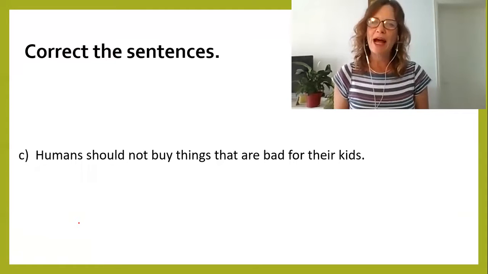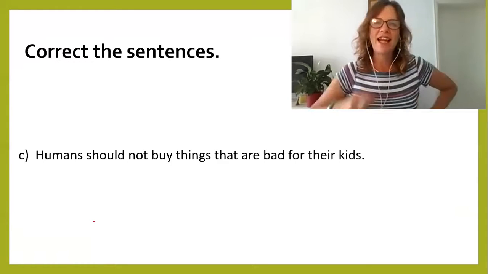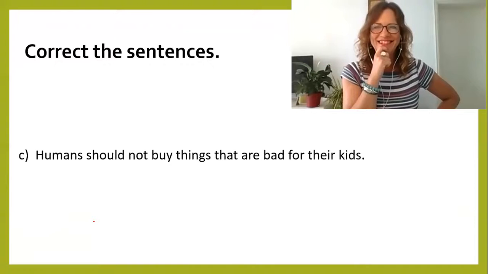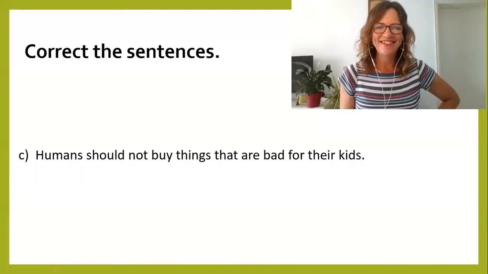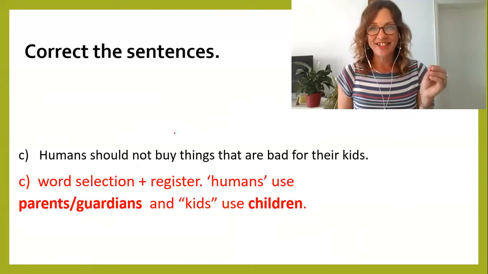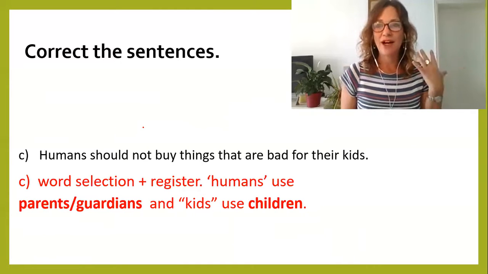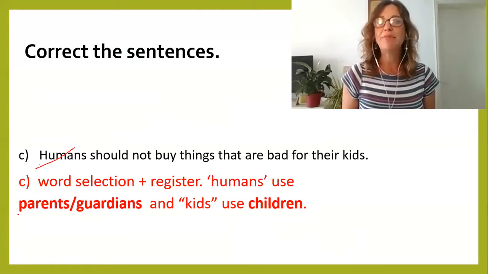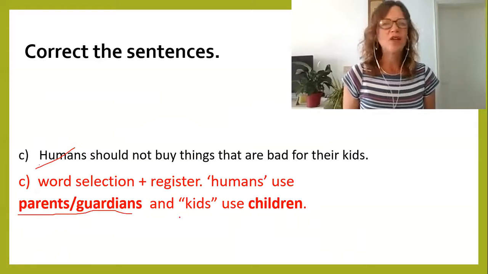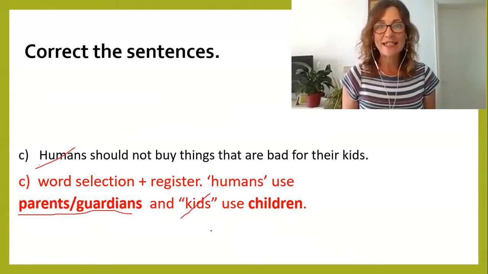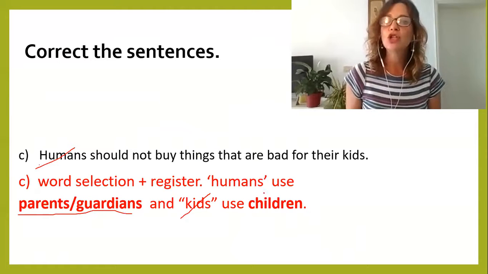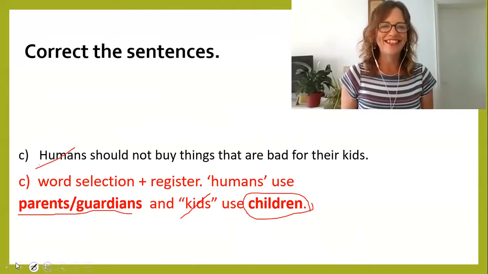Humans should not buy things that are bad for their kids. What's wrong with this? Do you know? Well, it's the register. You know, this is an academic essay. So, well, humans is wrong anyway. It would obviously be parents or guardians. And we don't use the word kids in these kinds of essays because they are academic. It's a formal type of writing. So we would use the word children. Okay, well done if you got that.